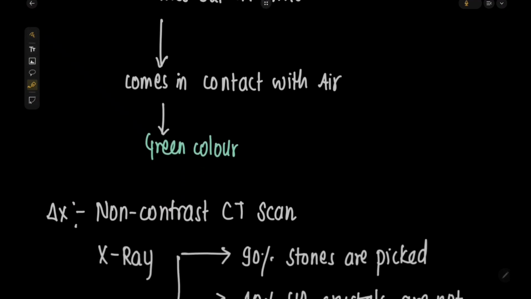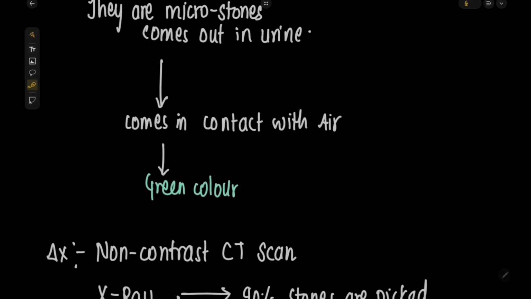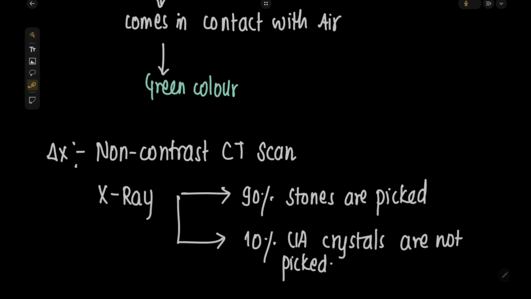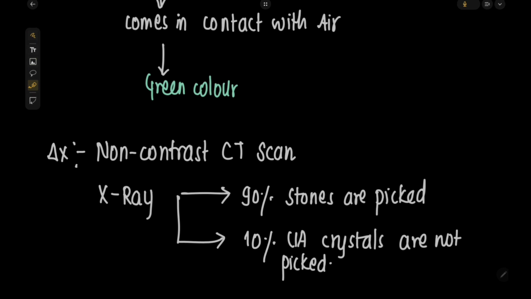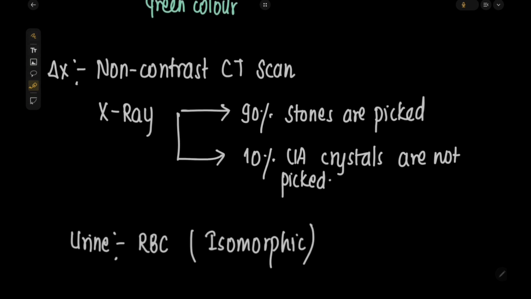Now we can make the diagnosis of this renal stone by non-contrast CT scan. Why is non-contrast CT scan important, and why can we not prefer X-ray? Because uric acid crystals are radiolucent in nature, and we might miss the uric acid stones if we only rely on X-ray. Hence, the most important diagnostic test for the renal stone is non-contrast CT scan.